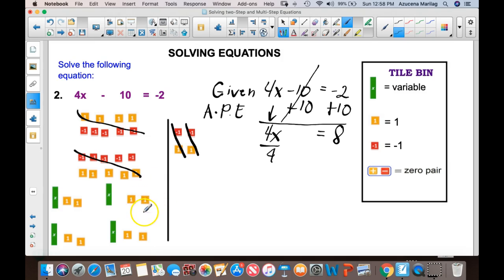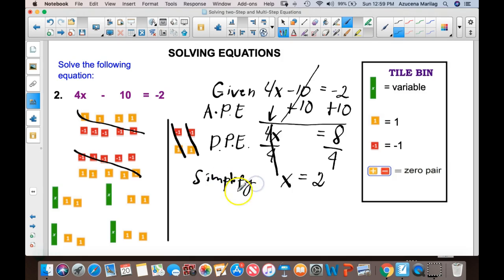When we shared the 8 yellow squares equally, we do the same thing on the left and right side, and again, that is division property of equality. 4 divided by 4 is 1, so that's canceled out, and 8 divided by 4 equals 2. And we just put simplify there. So we have x equals 2. We can check by substituting it back in here. So 4 times the 2 is 8. Is 8 minus 2 minus 10 negative 2? Yes, so that checks our answer.